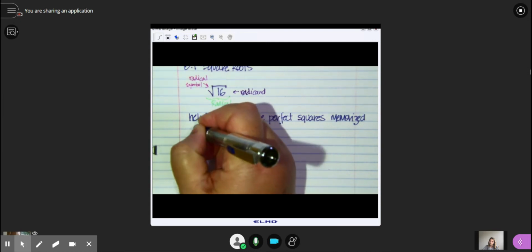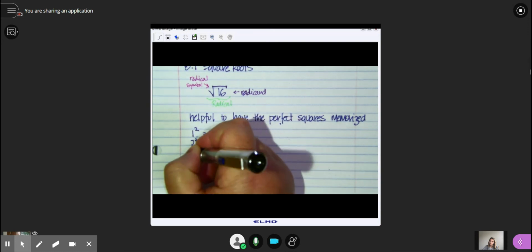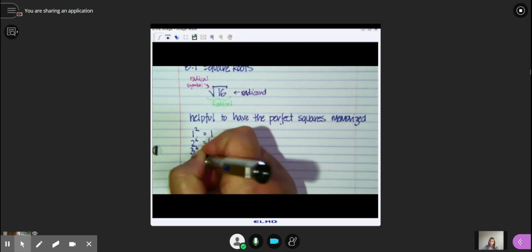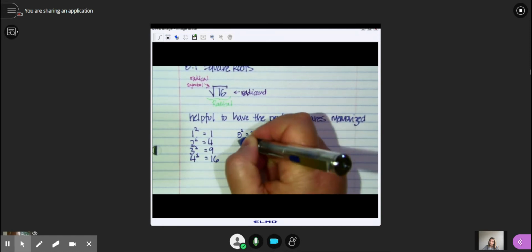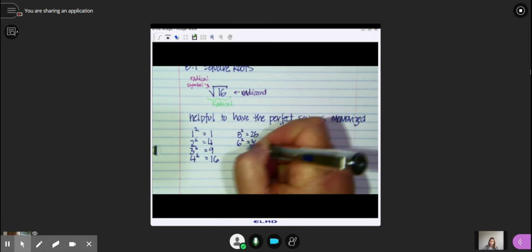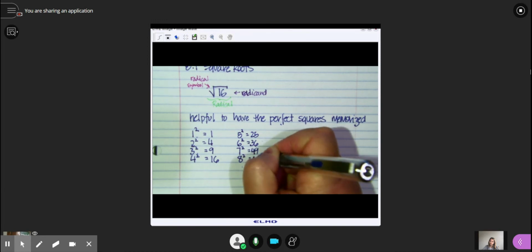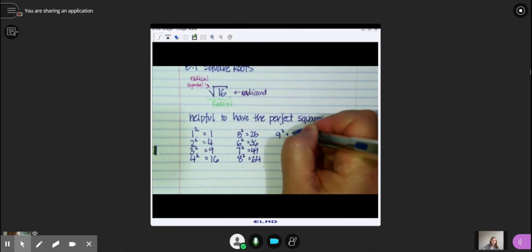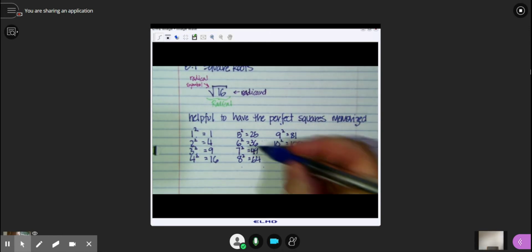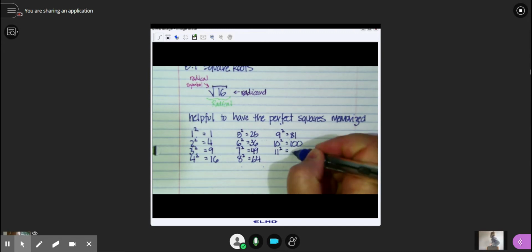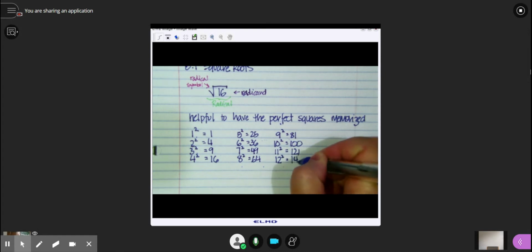So 1 squared is 1, 2 squared is 4, 3 squared is 9, 4 squared is 16, 5 squared is 25, 6 squared is 36, 7 squared is 49, 8 squared is 64, 9 squared is 81, 10 squared is 100. And most people I know have either had to do up to 10 or possibly through 12.